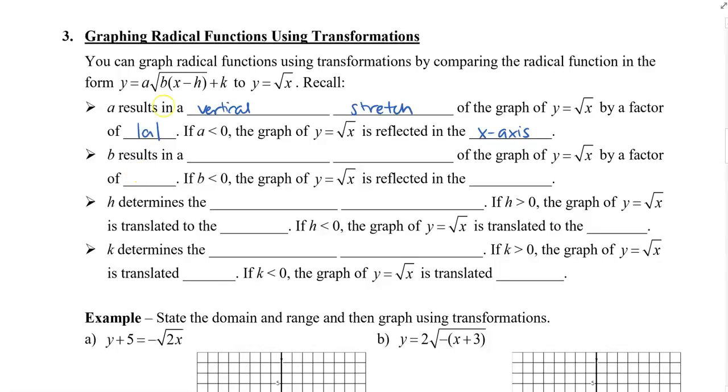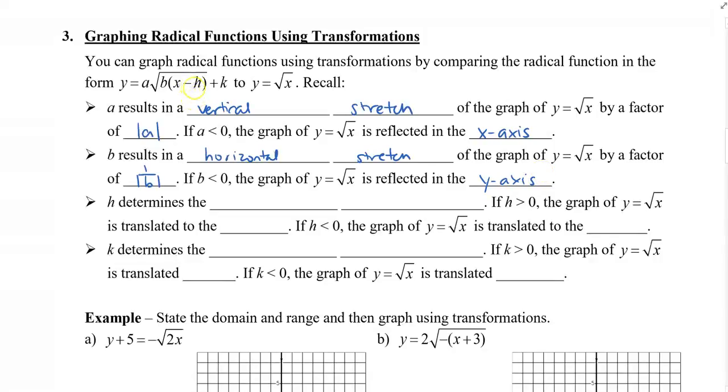Next we have b, and notice it's inside the radical, it's beside our x, so that's going to be a horizontal stretch of the graph of y equals root x, and this time it's by a factor of 1 over the absolute value of b. Now remember that we're using absolute value to make it easy, but if b were less than 0, then the graph of y equals root x is reflected in the y-axis.